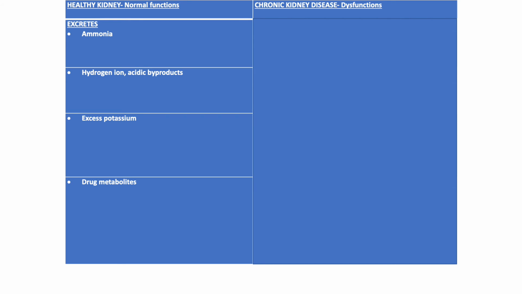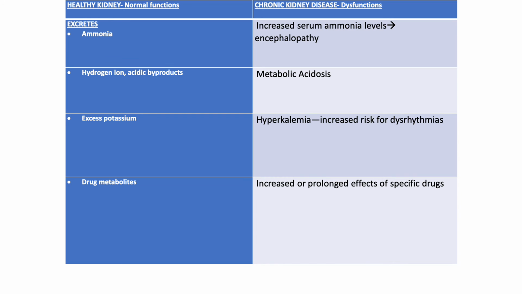Looking at how the kidneys should have excreted ammonia, this buildup of ammonia in our CKD patients can further affect their neurological system with an increased risk for encephalopathy. And because our kidneys were supposed to excrete hydrogen ion, that hydrogen ion is now building up in the bloodstream in our CKD patient. More hydrogen ion means more acid, so we will see increased risk for metabolic acidosis. And because the kidneys normally remove up to about 90% of our excess potassium, hyperkalemia can occur in our CKD patients. And this is a big concern because hyperkalemia can put our patients at increased risk for cardiac dysrhythmias.